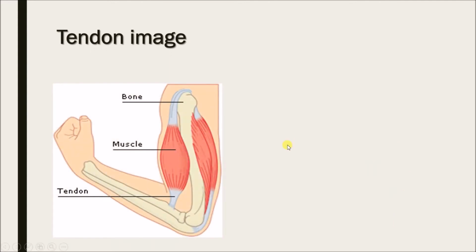And this is the image of tendons. This is the bone, yellowish, and this is the muscle, reddish, and this is called the tendon. One part of the tendon joins with the muscle, and the other end of the tendon joins with the bone. So this is the structure of a tendon.